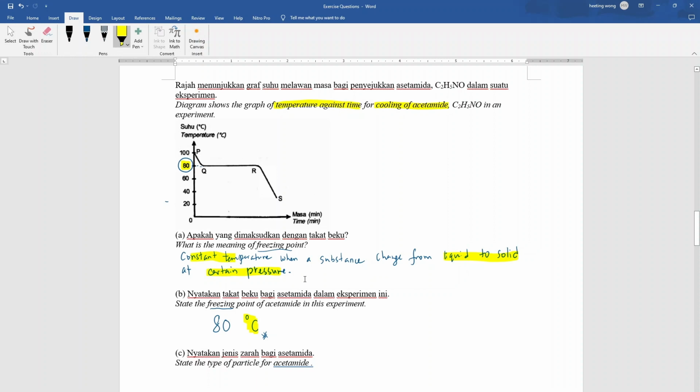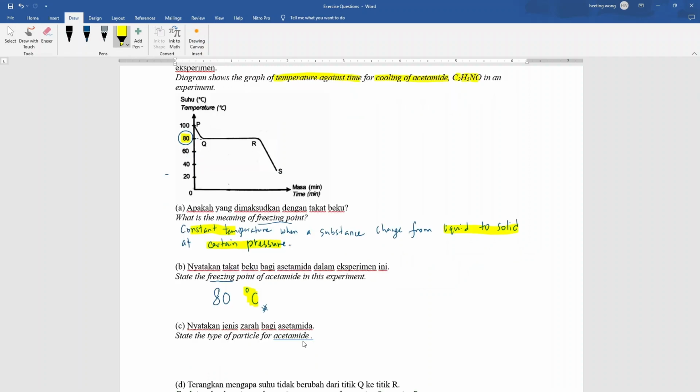Now, what is the type of particles for the acetamide? Acetamide, you see here, carbon, hydrogen, nitrogen, oxygen, all are non-metal, right? So all are non-metal, so they are molecules.